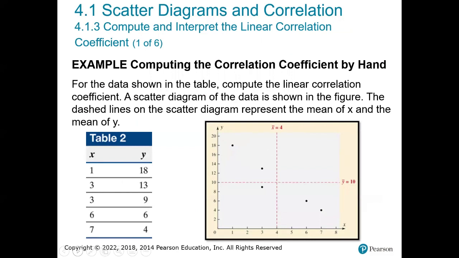So those of you that like to see this, you can see it. If you are not a person who wants to see this, you're going to skip forward. Let's see, 1, 2, 3, 4 slides. Just see how to do it with technology. All right, so here's our data. 5 pairs of data here, 1 and 18, 3 and 13, 3 and 9, 6 and 6, 7 and 4. So I got my data.